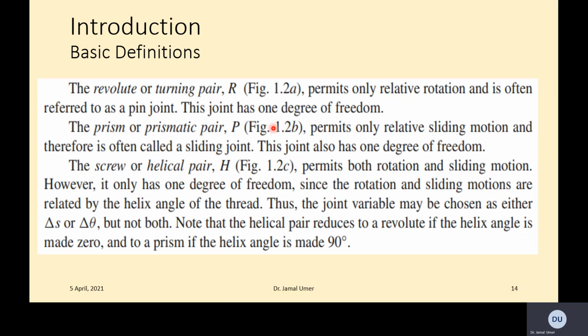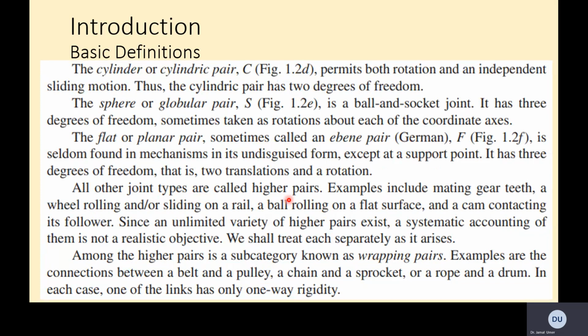Now all other joint types are called higher pair. Any other joint which you classify will be called a higher pair. Examples include gear teeth. When gears are meshing each other, they have a kind of line contact. A wheel rolling or sliding on a rail is also a line contact. A ball rolling on a flat surface is a point contact. And a cam contacting its follower is also a point contact.